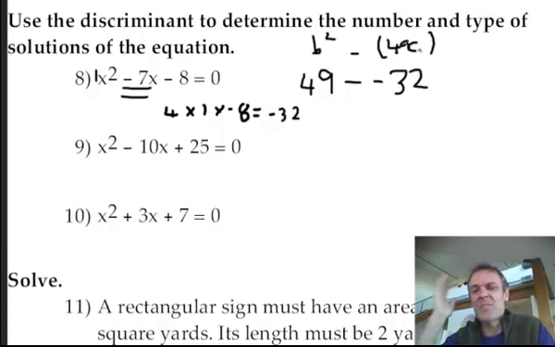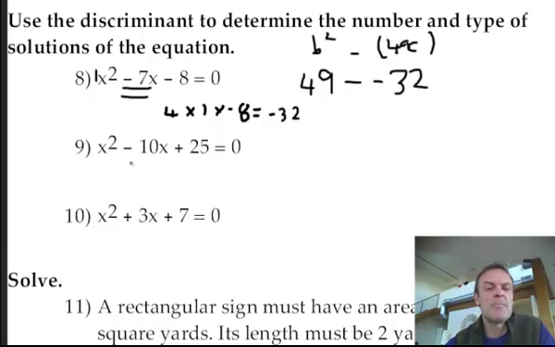Now that I can see, it doesn't matter what it is, it's going to be a positive answer, okay? I'll get two real solutions for question 8. That's why it says, use the discriminant, determine the number and type, two real answers. That's what question 8 is, two real solutions. Okay, so let's look at the next one.